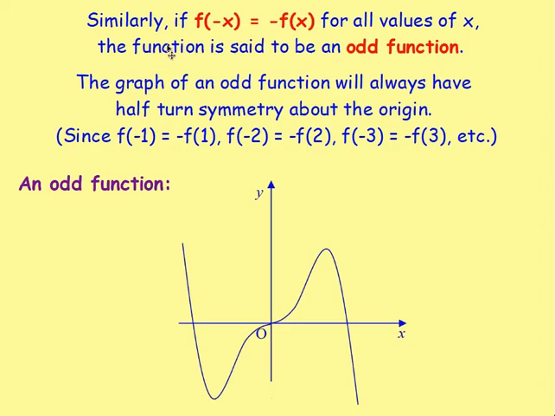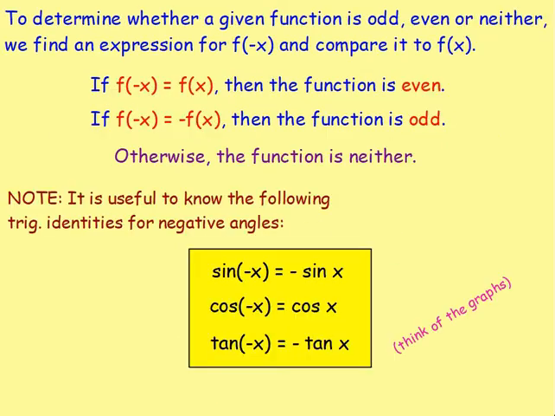On the other hand, if f of negative x equals negative f of x for all values of x, then the function is said to be an odd function. And if you have an odd function, then that will have half-turn symmetry about your origin, just like this. That's because f of -1, just imagine that's there, you get this value here. That's going to be the same as the negative of f of positive 1. And f of -2 is going to be the same as the negative of f of positive 2. So you'd have half-turn symmetry there.